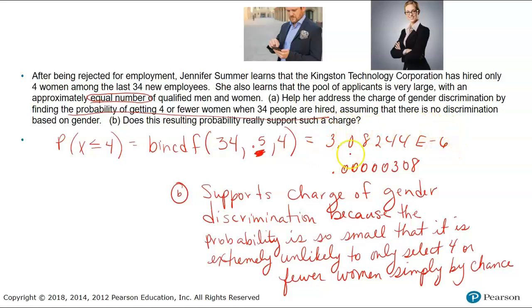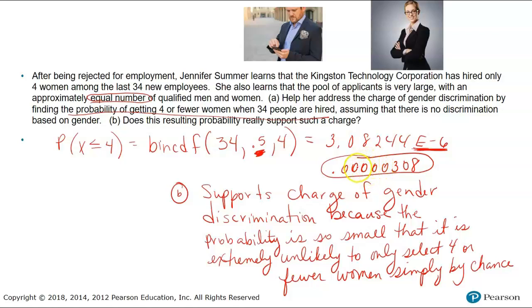I wrote it like this so that you can see that we do have this out to the side, because 3.08 is never going to be a probability. If you see that, you need to keep looking because there's something else out here. So that tells me I need to move this 6 places to the left, which gives me this as my answer. And this is very, very small. It's very close to 0.